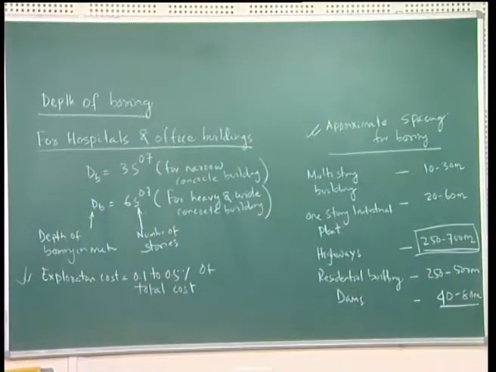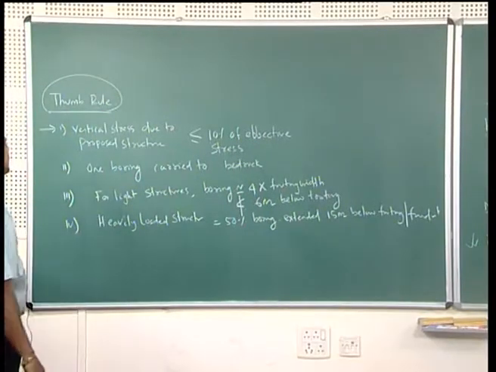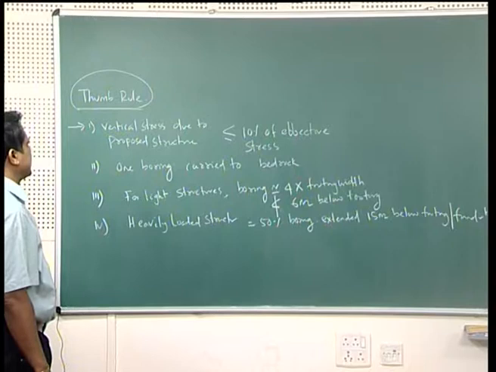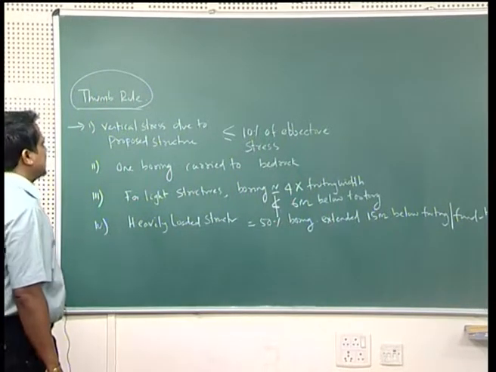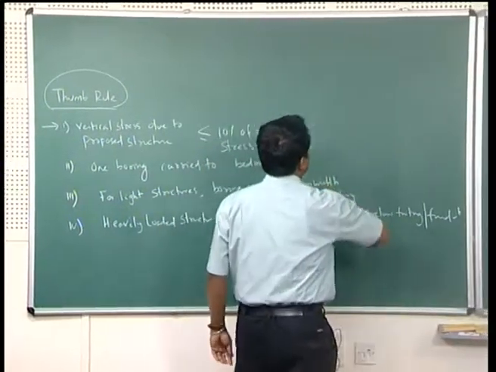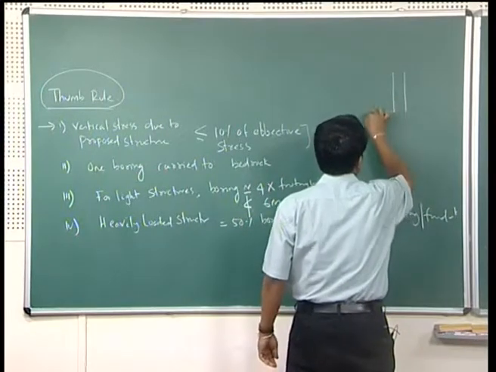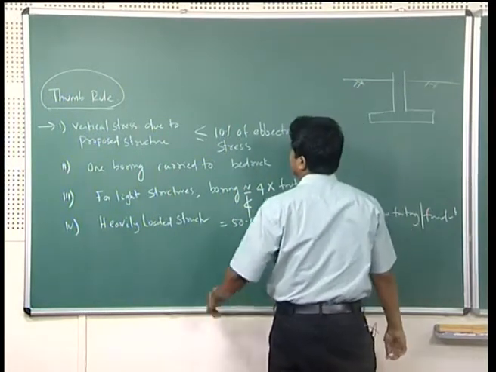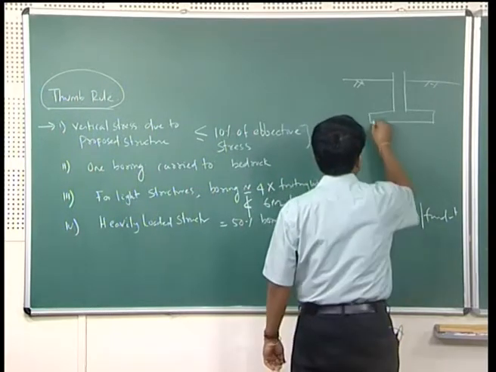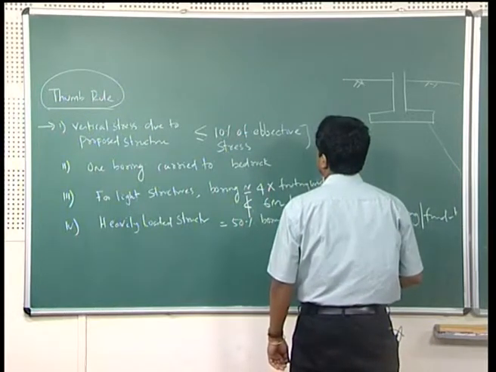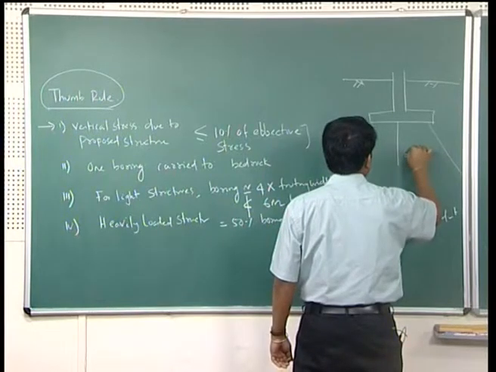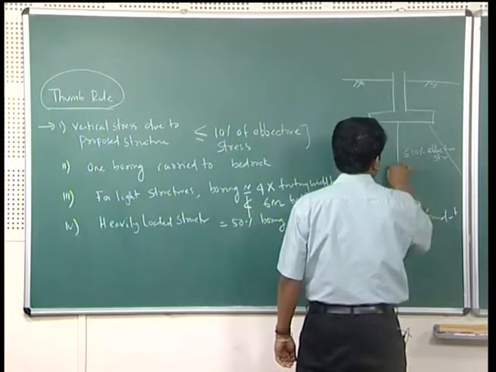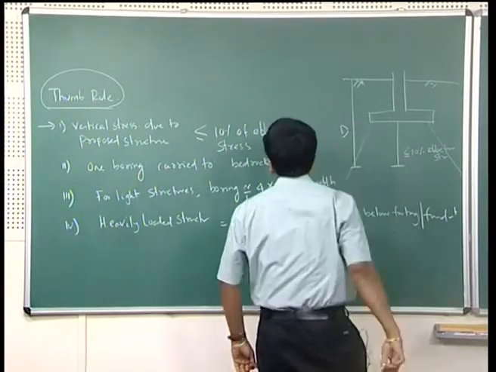Now, instead of going by this, maybe you can use this thumb rule. What does the thumb rule say? The increase in vertical stress due to the proposed structure, below the footing, should be less than or equal to 10% of effective stress. So, that is your depth of boring.